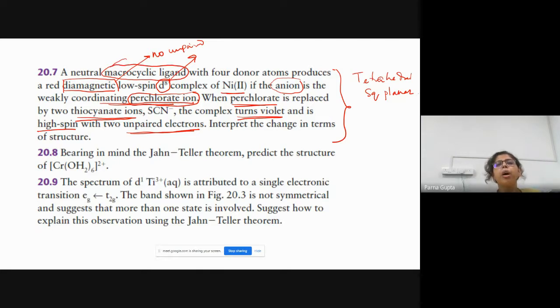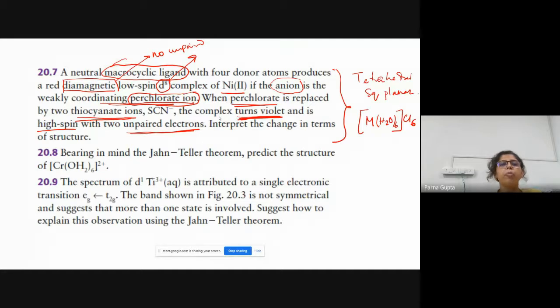So if it is M(H2O)6, let's say, and I change Cl to HCN or perchlorate, there should not be any effect on the coordination environment as such. But what is happening is that when the anion is replaced, the complex turns violet. So there must be some other changes that you think. And it is going to high spin with 2 unpaired electrons, that you have to think.